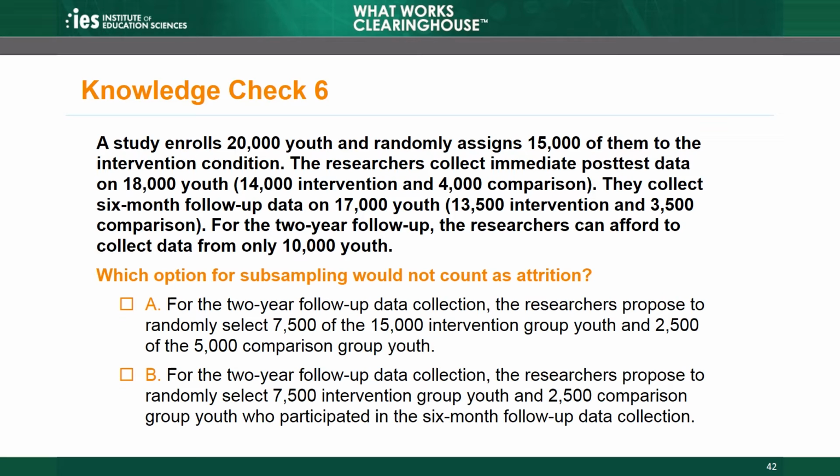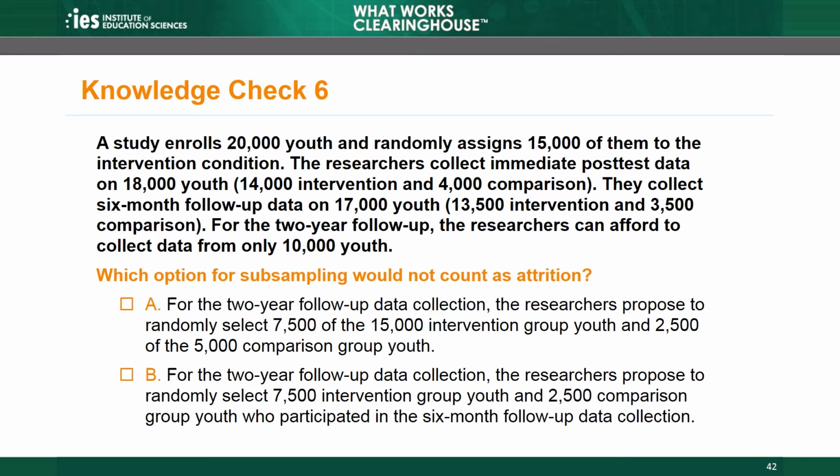For the 2-year follow-up, the researchers can afford to collect data from only 10,000 youth, half of the original sample. Which option for subsampling would not count as attrition? A. For the 2-year follow-up data collection, the researchers propose to randomly select 7,500 of the 15,000 intervention group youth and 2,500 of the 5,000 comparison group youth.